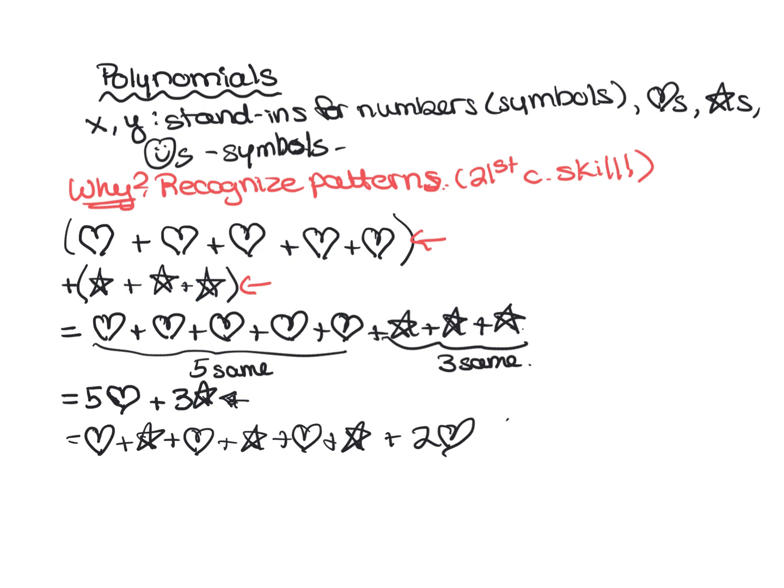And why can I write it like this? I can write it like that because addition allows us to switch order. The formal way of saying that is that it allows things to commute. Commute is the fancy word. So let's look at another example.